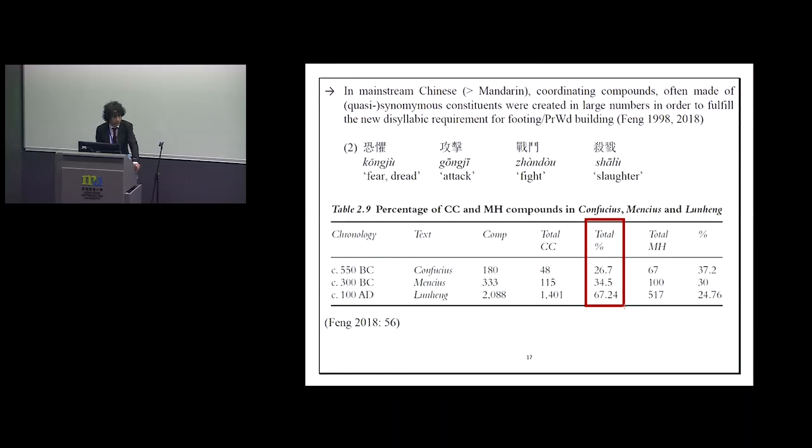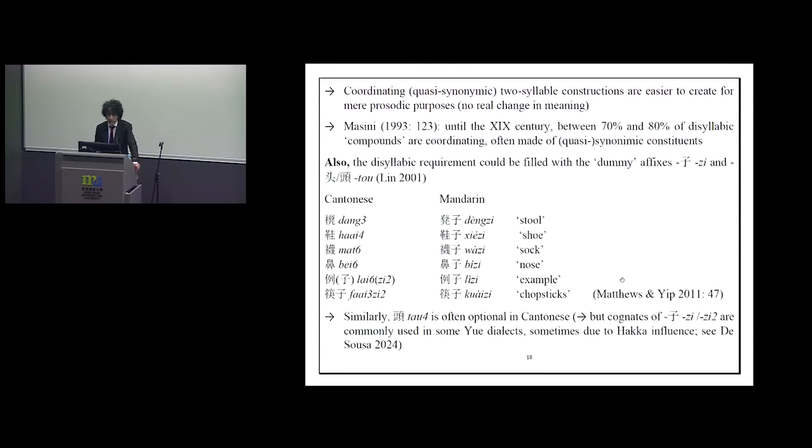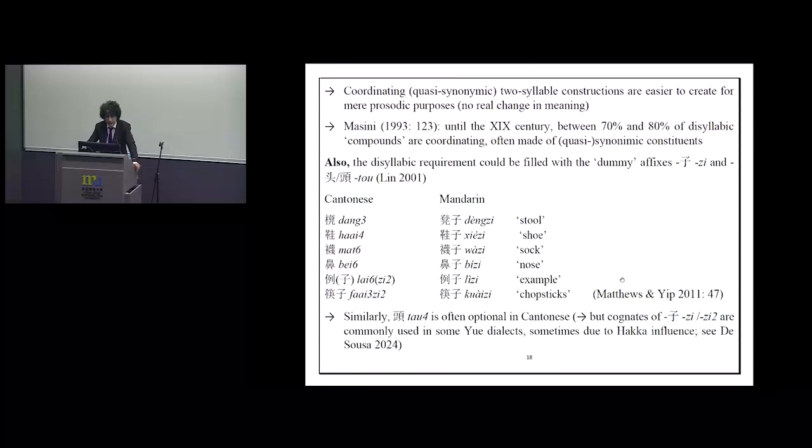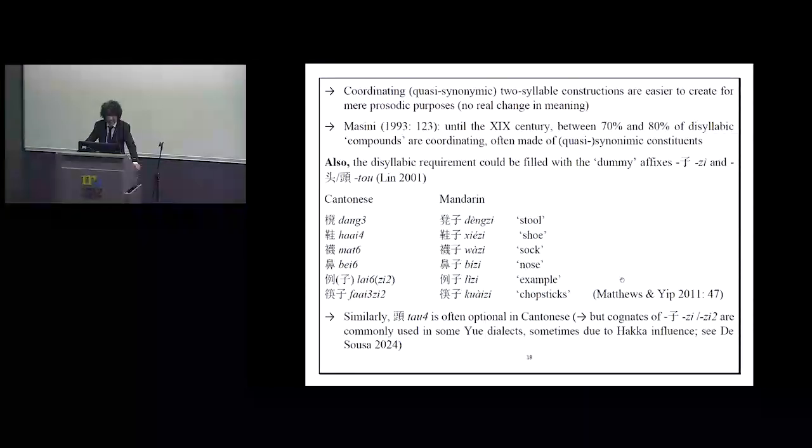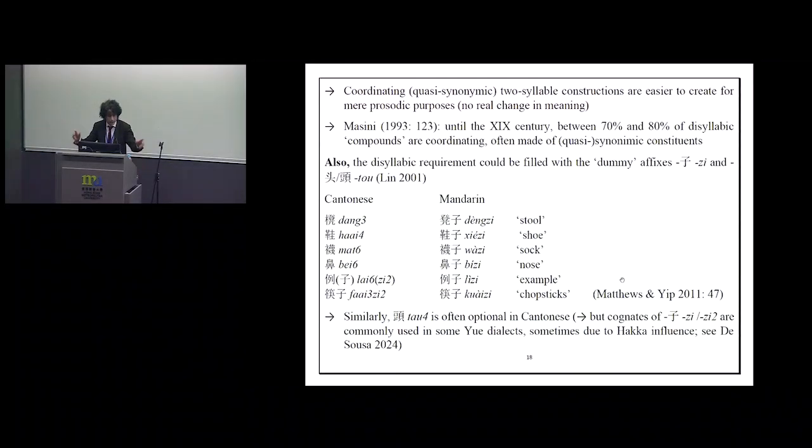And one explanation that has been proposed for this is that they were creating a lot of them for prosodic purposes. And actually, it has been pointed out in the literature, for instance by Masini, that until the 19th century, until the modernization of the Chinese lexicon, between 70 and 80% of disyllabic words were actually coordinating compounds. So apparently, it looks like Cantonese didn't feel the need to create so many coordinating compounds.